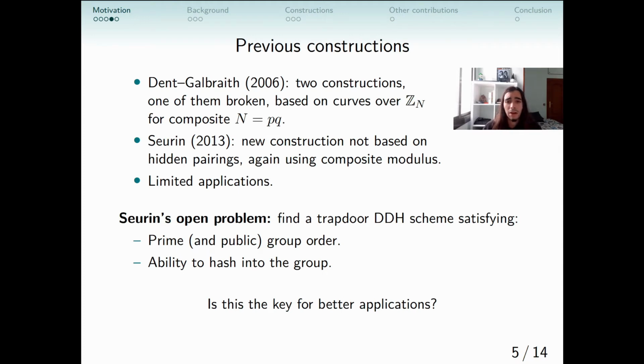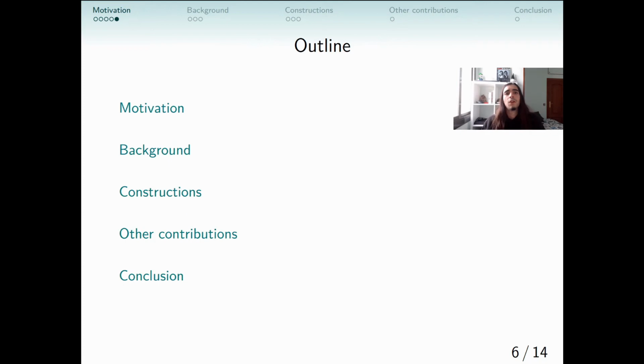And in particular, Sarang presented the following open problem, with the hope that when someone is able to find some construction verifying these properties, then better applications will come to light. So what he asked for was a Trapdoor DDH scheme in which the group order was prime and public, and at the same time we were able to hash into the group. So that's what we set out to do.